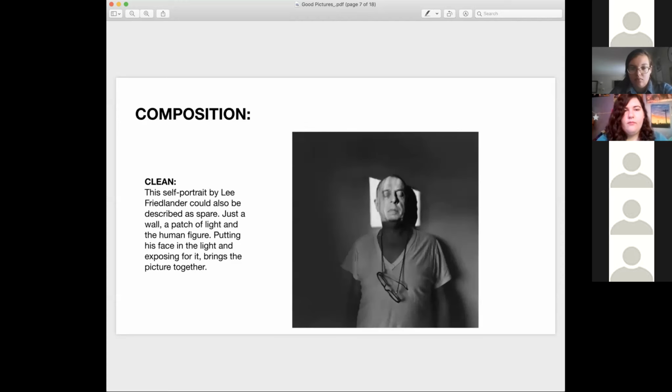All right, here's another image by Lee Friedlander. It's just a wall with a patch of light on it. And that's Lee Friedlander, the photographer himself. He put his face in the light so that it'll be a little bit better exposed than being in the shadow. And that's a clean kind of composition because there's nothing really going on in the background. That's why, whenever you go to a photographic studio, you remember your backgrounds in elementary school, those school portraits. Remember they were always a solid color for the most part. It's so that you can focus mainly on the subject. And so that would be a clean background and a clean composition.